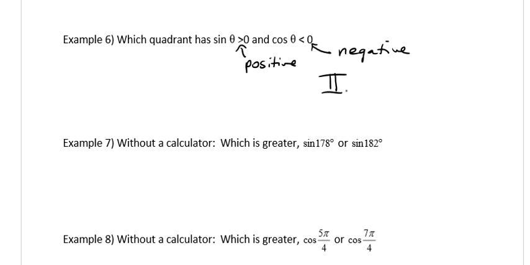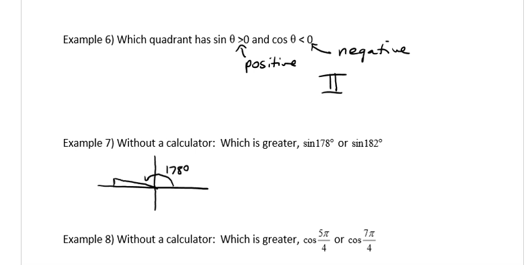Right. Without a calculator, which is greater: sine of 178 degrees or sine of 182 degrees? Well, I'm going to need a picture. So 178 is almost 180. So there's 170. So you can see how it's this little tiny value?